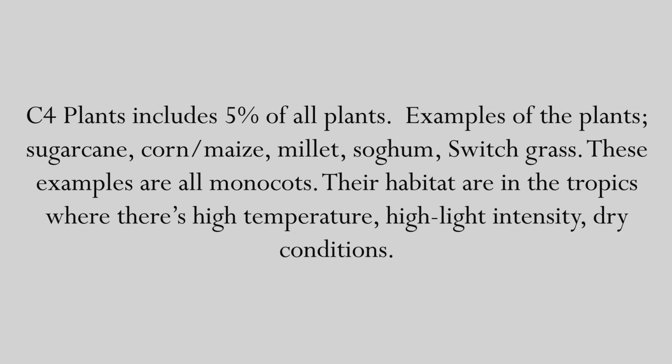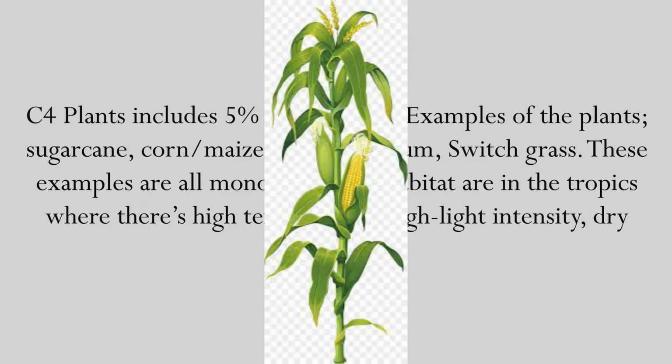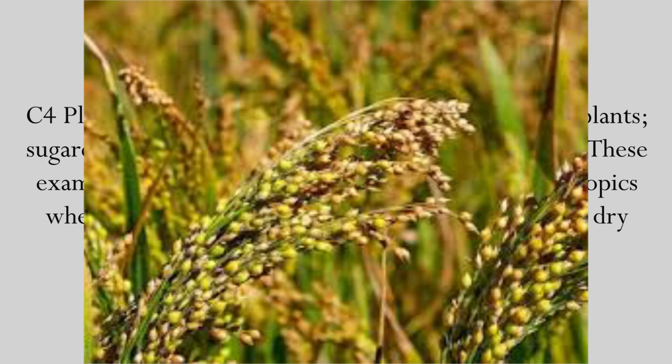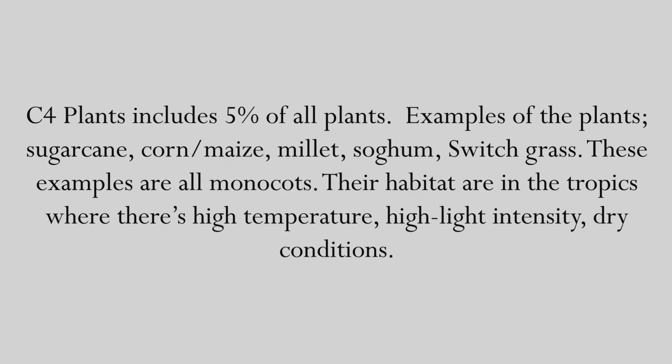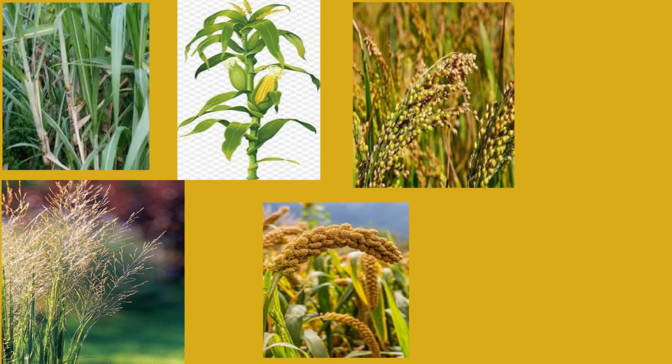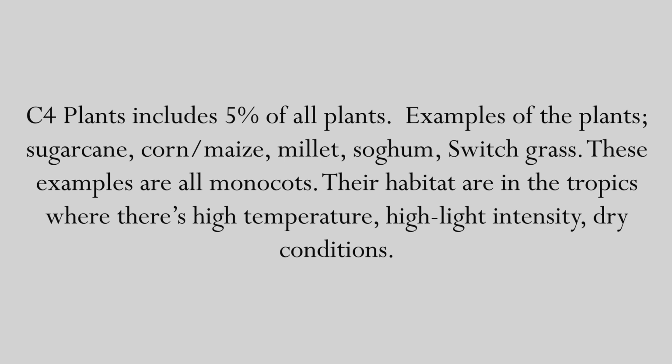Now, examples: we have sugarcane, corn or maize, millet, sorghum, switchgrass, and these examples, you can see, are all monocots. Their habitats are in the tropics, where there is high temperature, high light intensities, and dry conditions.